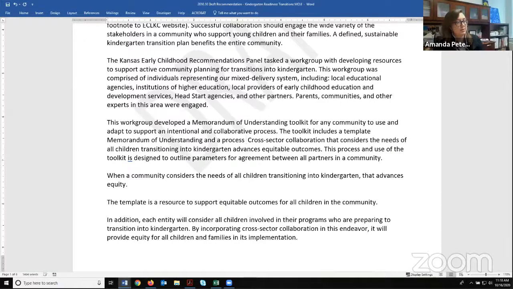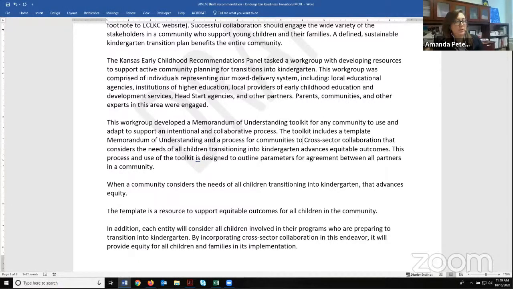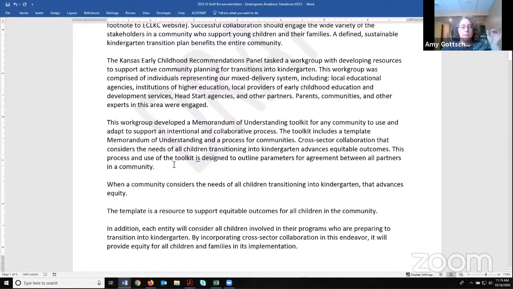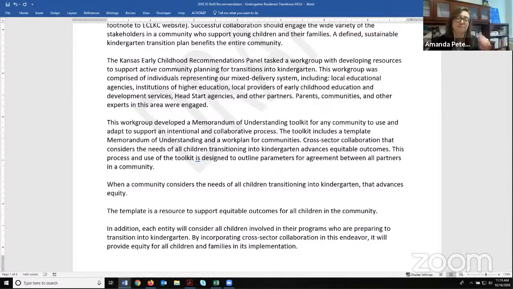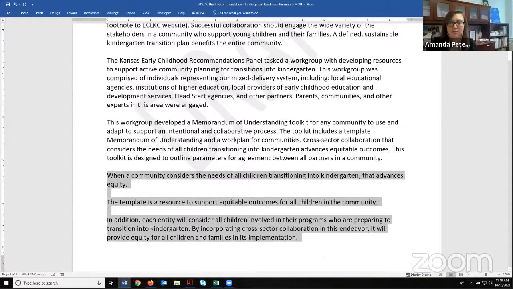Okay, a process for communities. This toolkit. Well, this is Amy Gottchammer again. Technically, it's got the template and the work plan worksheet. There we go. Yep, thank you. So the toolkit includes a template memorandum of understanding and a work plan for communities. This process, or this toolkit. And then I think that means that we can delete all of this. Yeah.